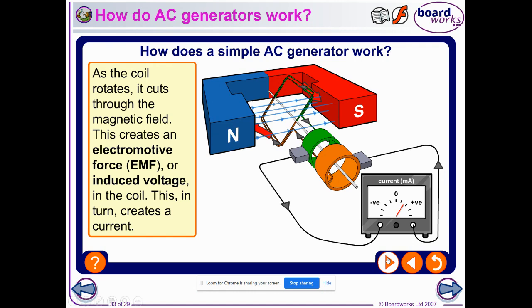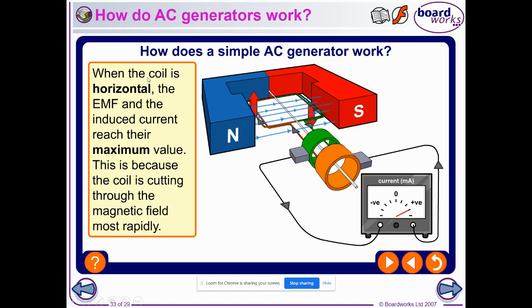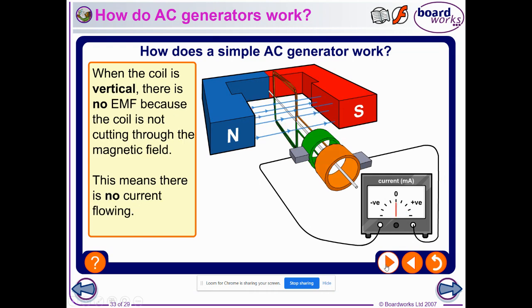So let's take a look at how it happens. When the coil is horizontal, the EMF and the induced current reach their maximum value. This is because the coil is cutting through the magnetic field the most rapidly. So this one has the most cutting, and therefore the EMF is the maximum. When the coil is vertical, there is no EMF because the coil is not cutting through the magnetic field. So at this point, there is no current flowing. You see the galvanometer reads zero.